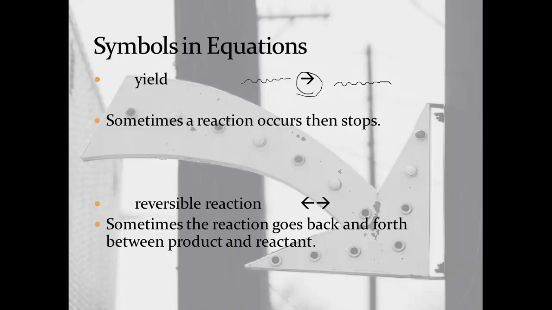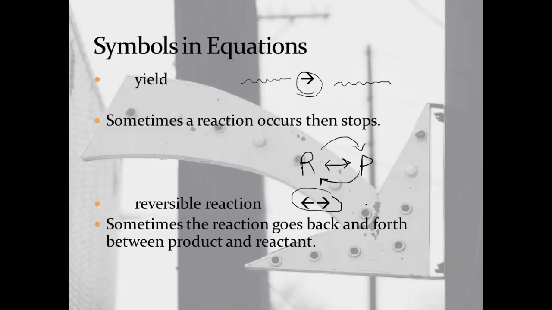Now, we use a single arrow when a reaction goes to product and then it stops. So when something burns, you start with, let's say, a chunk of coal, carbon, and it burns and it turns into the products and then it's done. Other reactions, you might have reactants turning into products, but then some of the products actually turn back into reactants. So the reaction is actually going in both directions, and so we do a double-sided arrow.